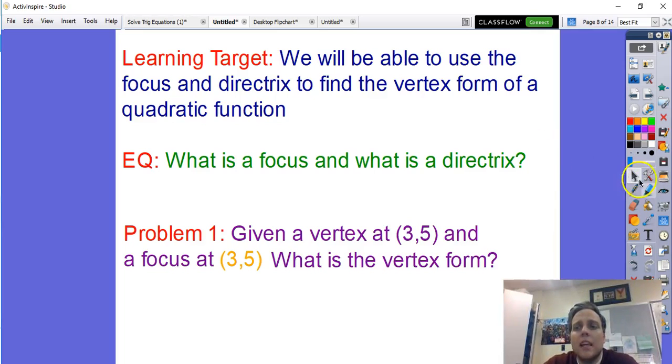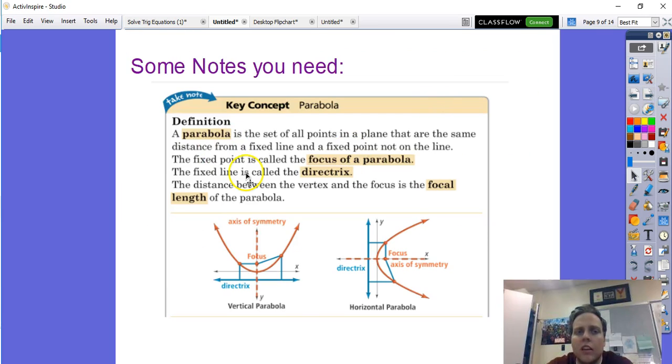Hey everyone, I'm going to give you a short, quick, and dirty, simple video over this learning target, which is we'll be able to use the focus and directrix to find the vertex form of a quadratic function. So a great essential question is, what is a focus and what is a directrix? Okay, so let's jump over here and look at that.